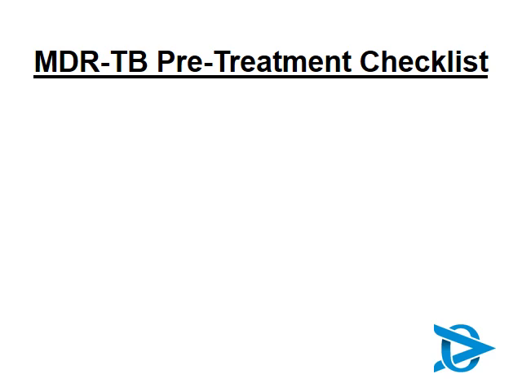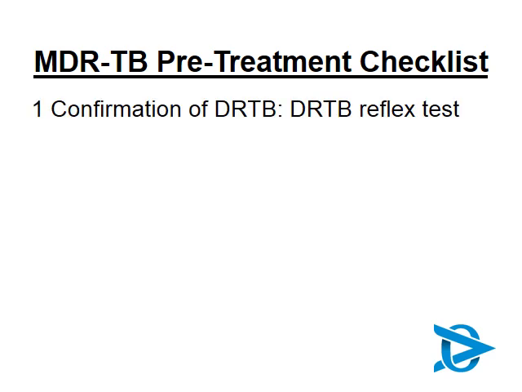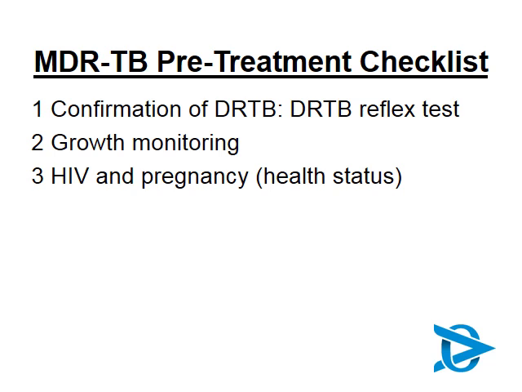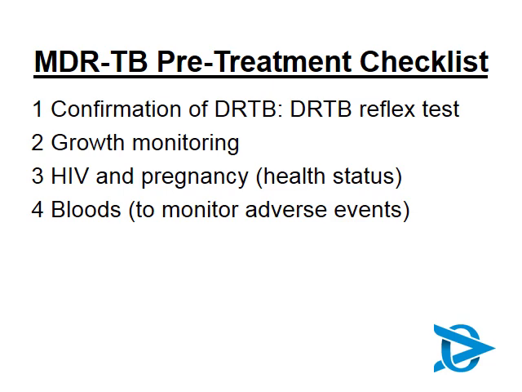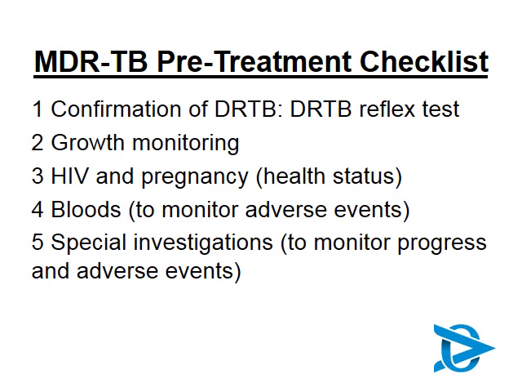There's a pre-treatment checklist that we can go to, to start looking at all the different things that need to happen before we can start treatment. It's got 5 major components we're going to go through in a bit more detail. Firstly, we have to confirm our DRTB. We've already spoken about that: send off our DRTB reflex test on a sputum. Secondly, our growth monitoring. Thirdly, the health status of the patient, which includes HIV and pregnancy. 4, bloods to help us monitor adverse events of the various medications we're going to start. And finally, specific special investigations that are also going to help us both monitor the progress of the patient, but also for future adverse events.